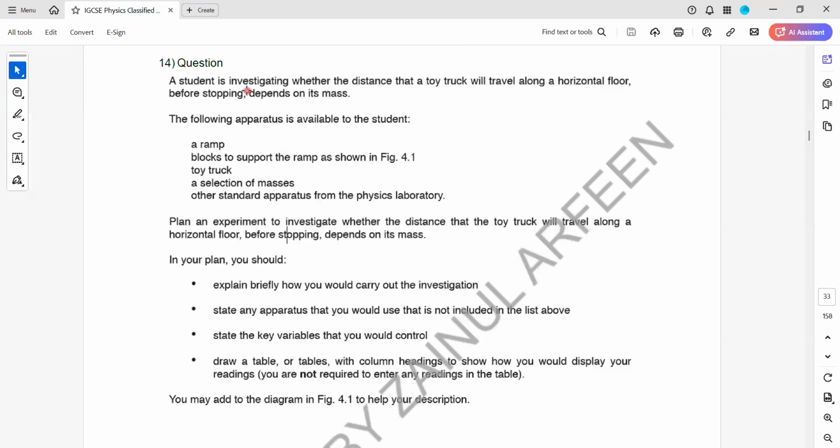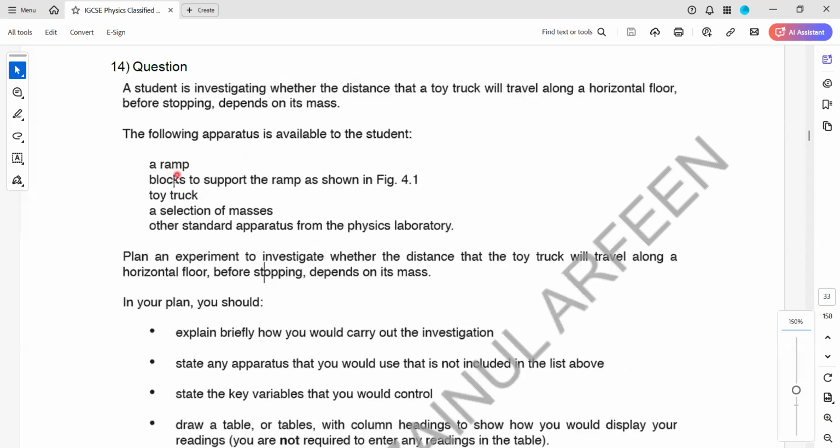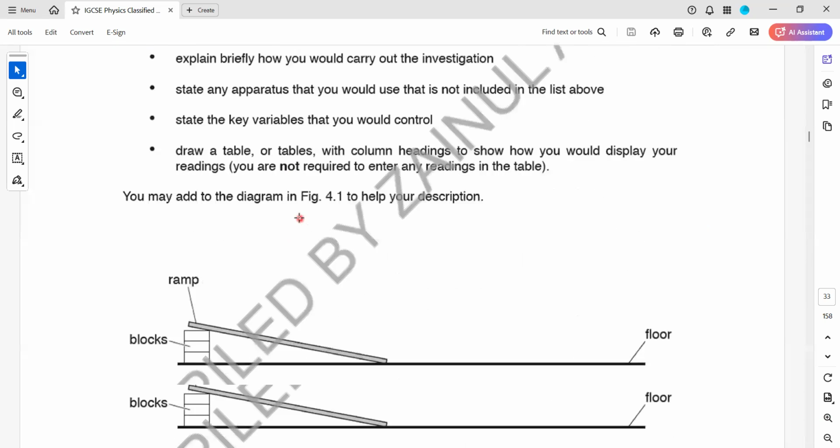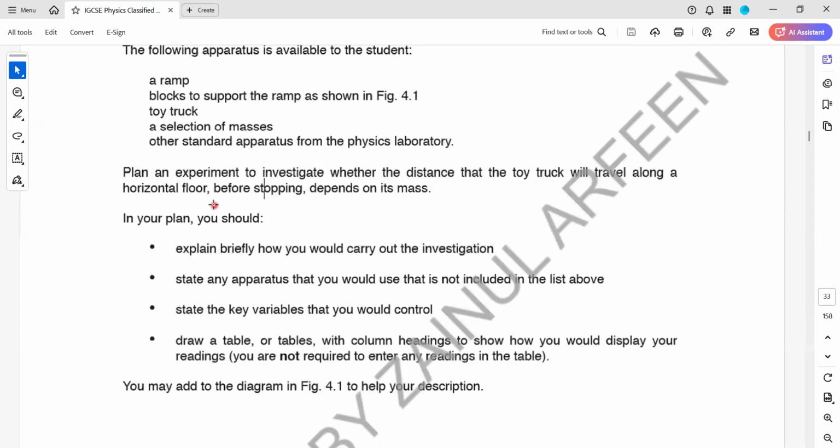The question is, a student is investigating whether the distance that a toy truck travels along a horizontal floor before stopping depends on its mass. So that is an experiment. The following apparatus is available. A ramp is there. A block to support the ramp is shown in figure 4.1. You can see the blocks are there supporting the ramp. A toy truck is there, a selection of the masses and other standard apparatus for the physics lab.